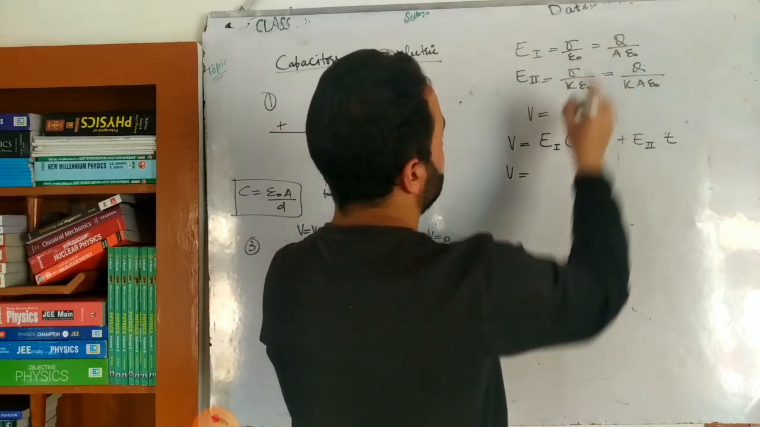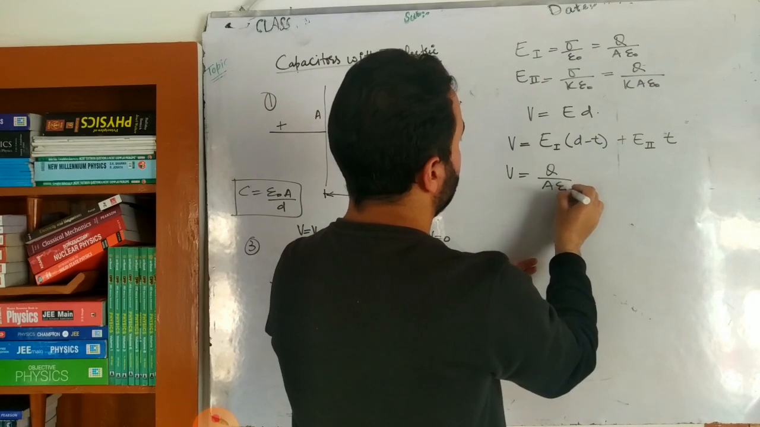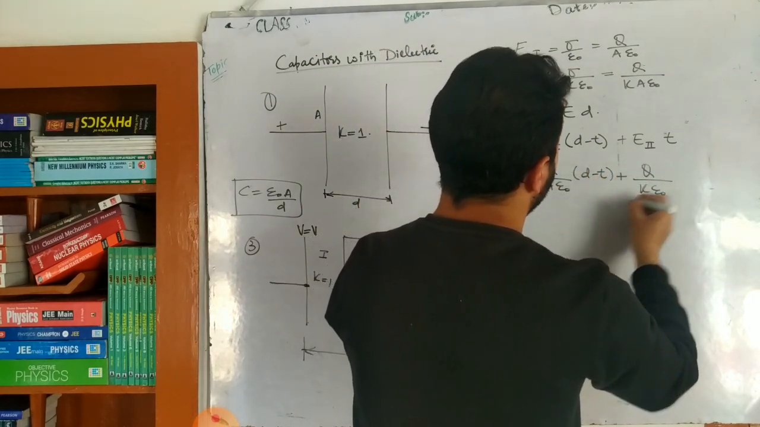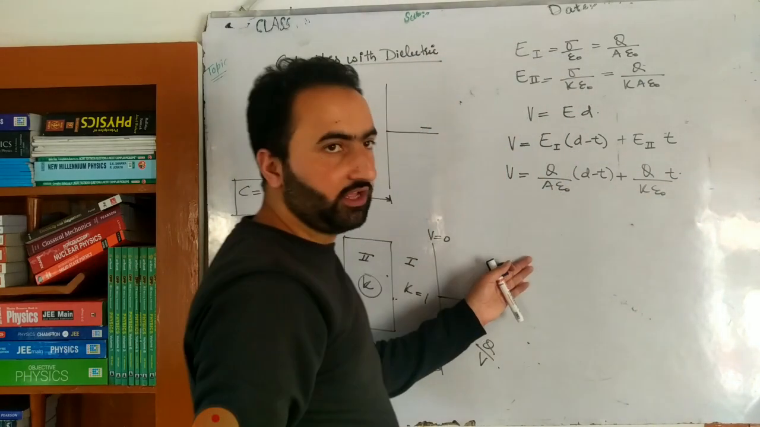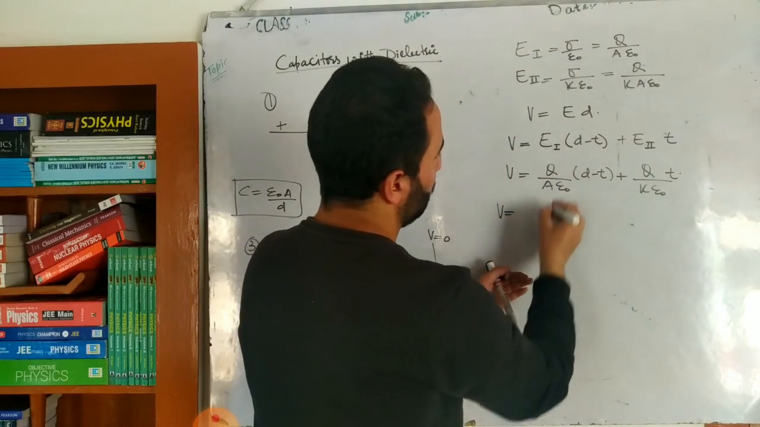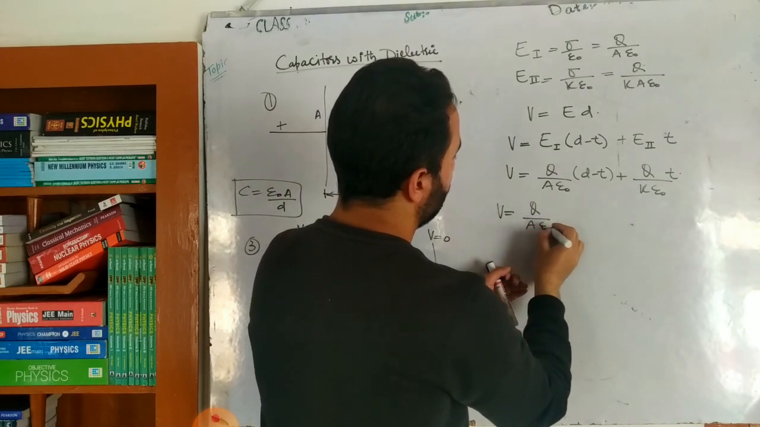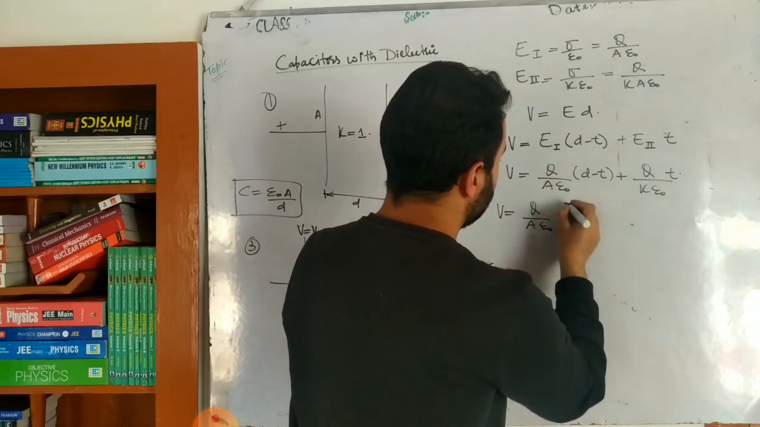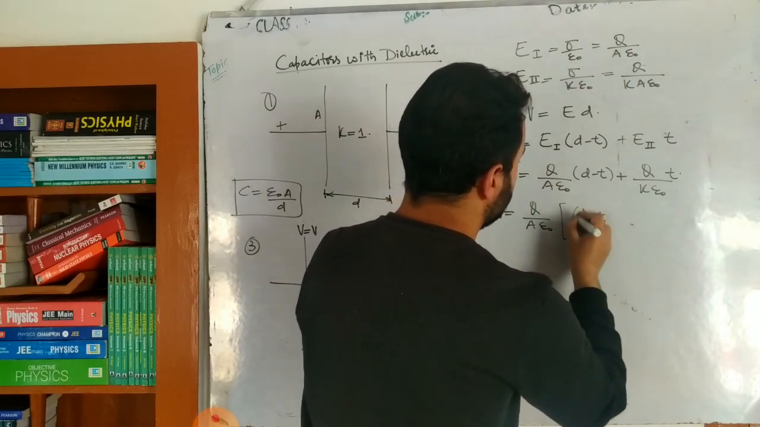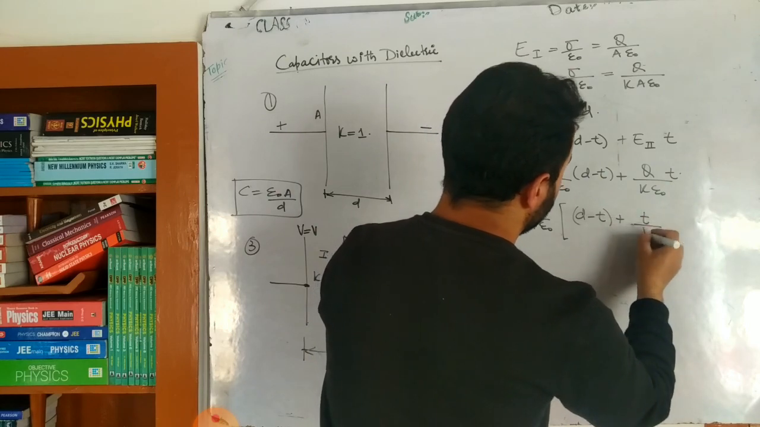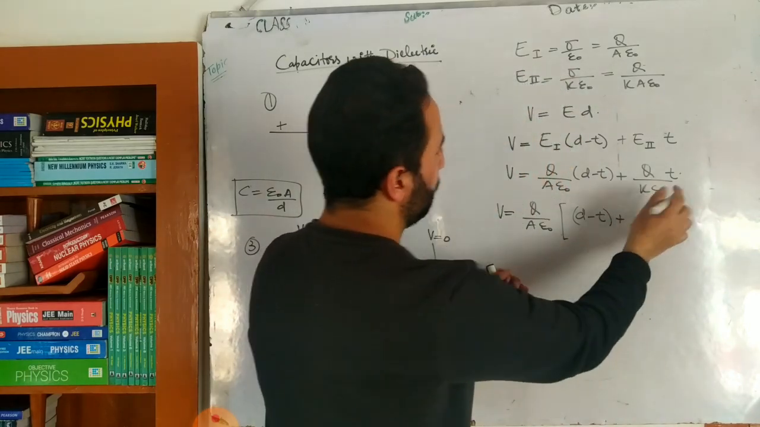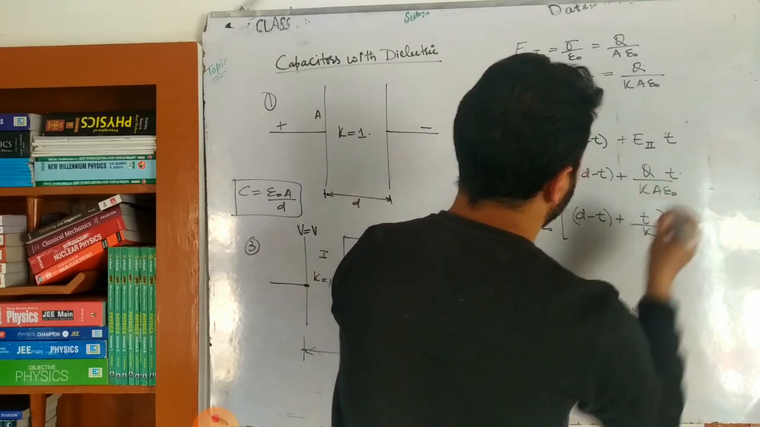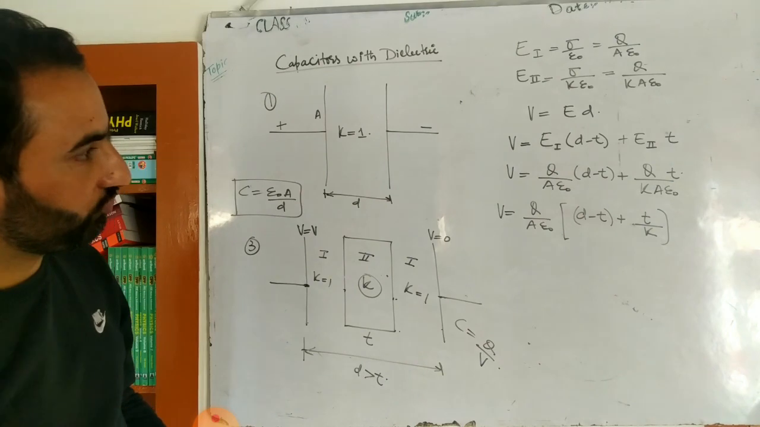This electric field is equal to how much? That is Q divided by A epsilon 0, multiplied by (d minus t), plus this is equal to Q divided by K epsilon 0, multiplied by t. Okay. Now, so V is equal to, taking common Q divided by A epsilon 0, then multiplied by (d minus t) plus, what is left here? t divided by K, the dielectric constant. Q divided by epsilon 0, sorry, it is A here. It is K A epsilon 0. Okay, so Q divided by A epsilon 0, I have taken that common.